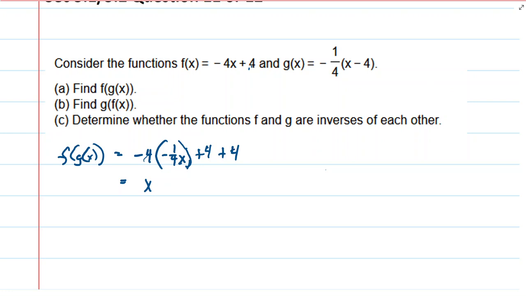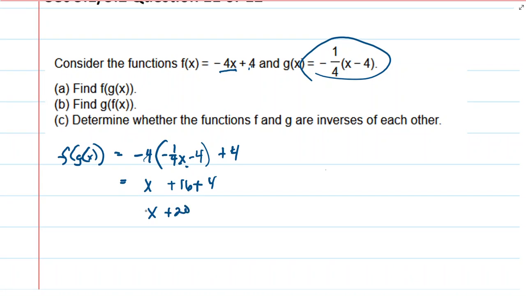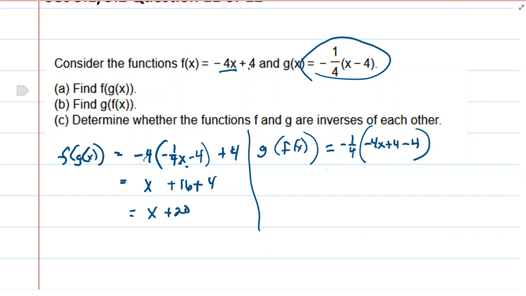Oh, I'm getting myself confused. In place of this, I'm putting all of that, and I didn't do it. I did it right, and I did it wrong. So sorry, guys. This is going to be x plus 16 plus 4. I'm going to do the other one. Not as severely bad, but nearly bad. Sorry about that.